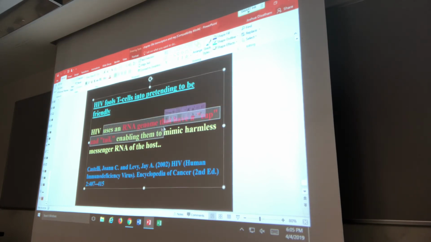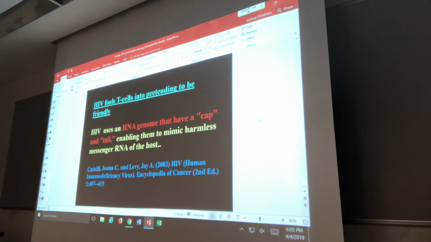Oh, I guess this is one here. HIV uses an RNA genome to have a cap and a tail, enabling them to mimic harmless messenger RNA of the host. If you don't know what they mean by cap and tail, we just went over that. In eukaryotic mRNA, we have some extra things we attach in eukaryotic transcription, that is, attaching a poly-A tail and a 5' G cap. I never remember this fact, that HIV has that feature as well, making it harder for the cell's own mechanisms to identify it as foreign genetic material. Okay, and that's the end of 29A.